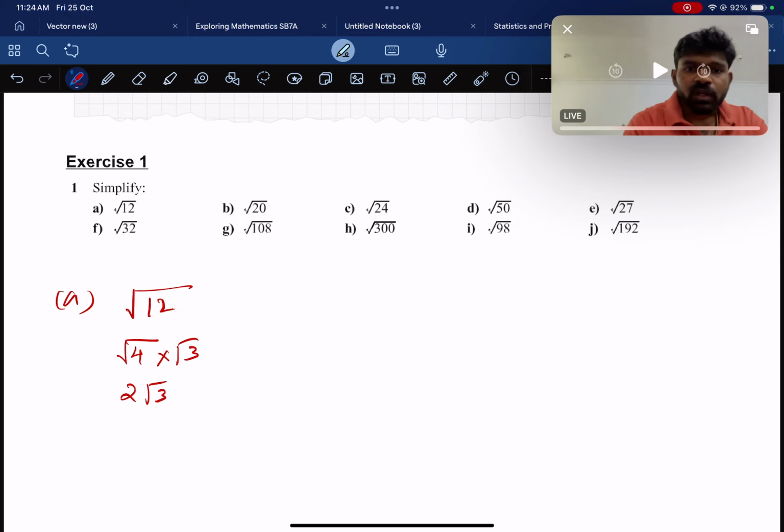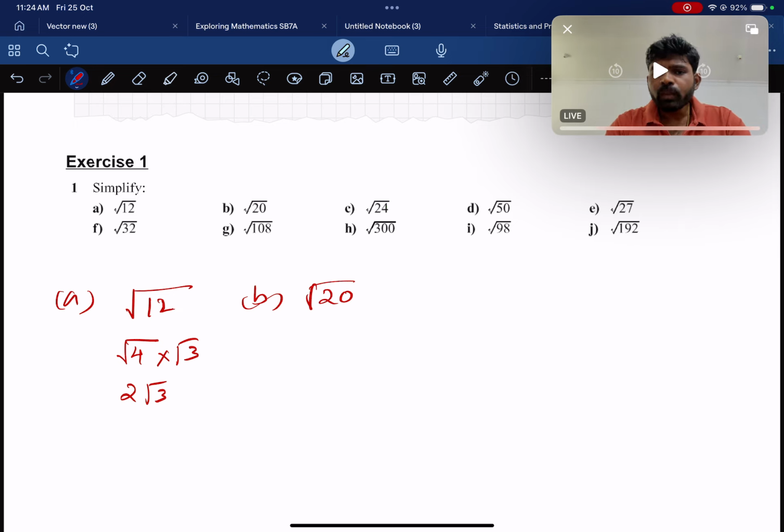Okay, and let's do question number 2, that is part B. So you might think that root of 20 can be written as root of 10 times root of 2, but if you do it like that, then you are wrong. The reason is that neither root of 10 is a perfect square root, nor is root of 2 a perfect square root. So at least one should be a perfect square root.